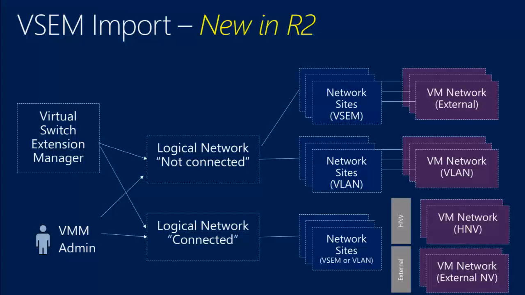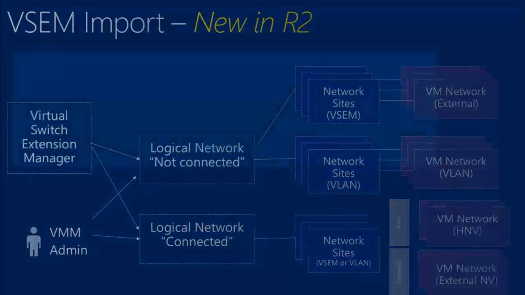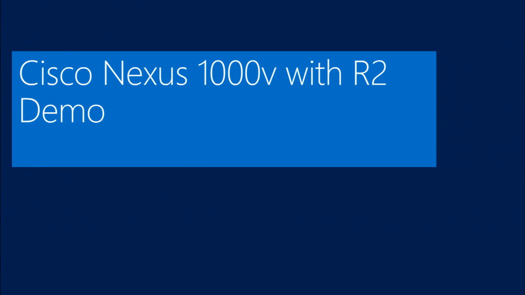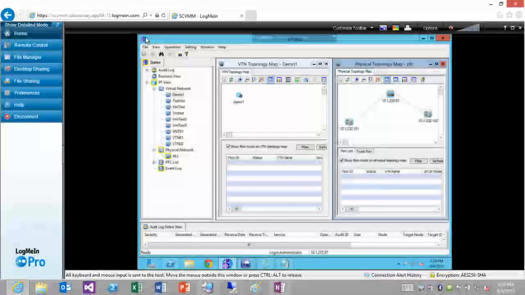And at the same time, external VM networks can be created on not just not connected networks, but also connected networks. And by doing that, now these extensions can implement their own network virtualization. And so what I'm going to demo now is a really early prototype of the Nexus 1000V with network virtualization traffic going through and native VLAN traffic going through the Nexus 1000V extension.